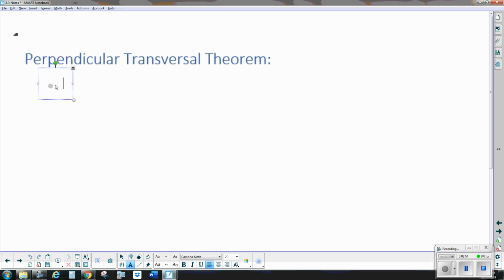In this lesson, we have a new theorem. It's called the perpendicular transversal theorem. And this theorem says that if a transversal is perpendicular to one of two parallel lines, it is perpendicular to the other.